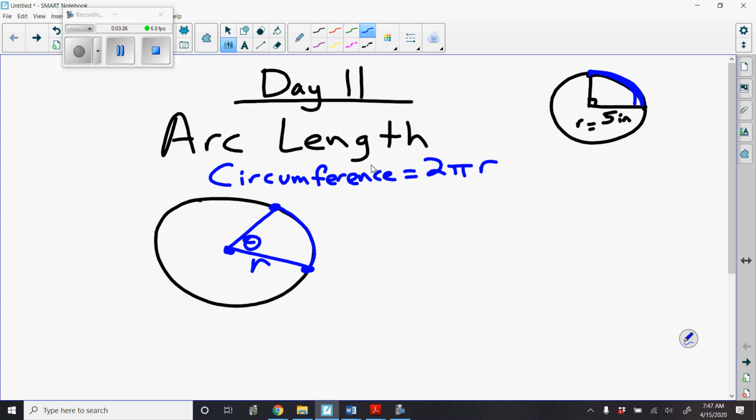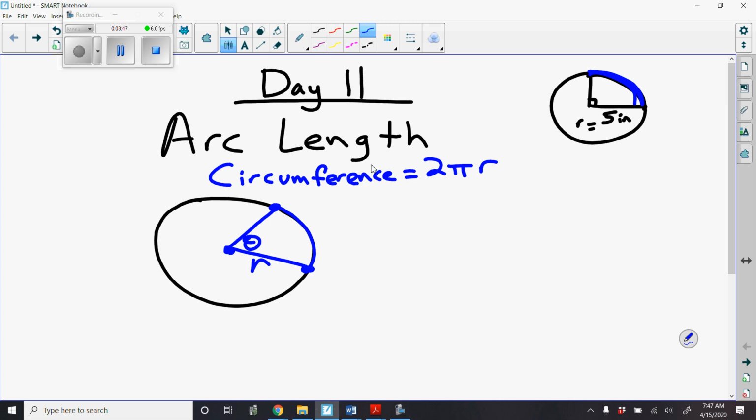But we know that the whole circle here has a circumference of 10 pi. What fraction of the circle do I have? Well, you might say, well, that looks like a fourth of it, right? So it'd be 10 pi over 4 would be that arc length. Okay, and the question is, how do we know that that is for sure a fourth of the circle?